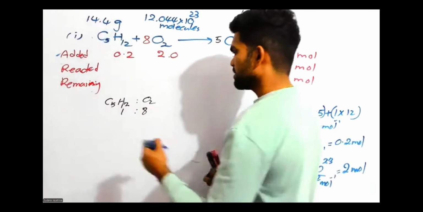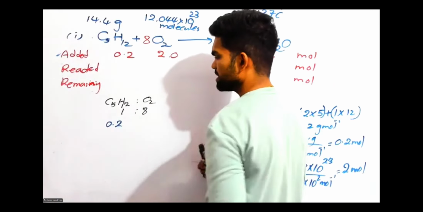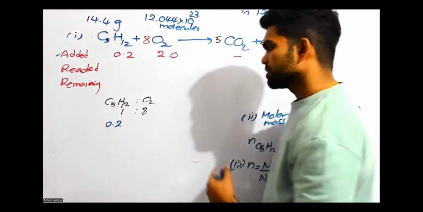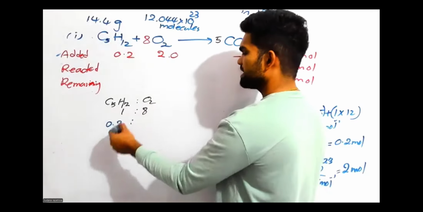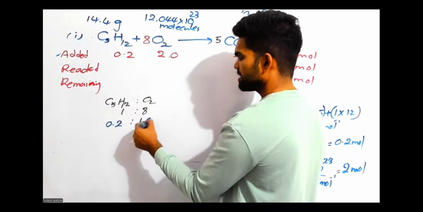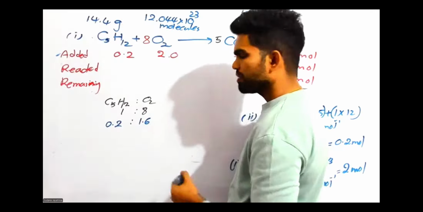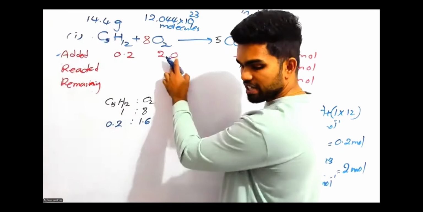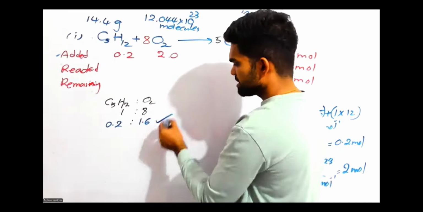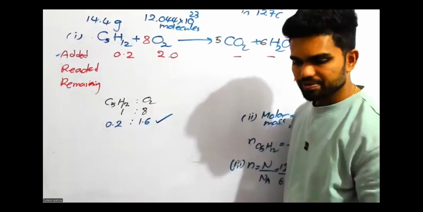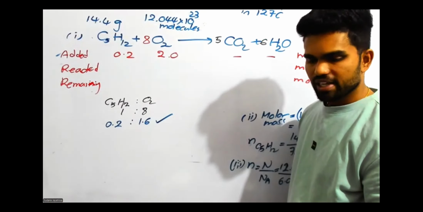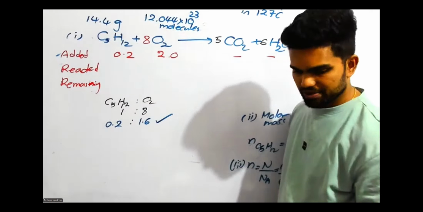Now let's say you got 0.2 moles of this. To react with that, you need 8 times that, which means 1.6 moles of O2. So do we have 1.6 moles? Yes, we have more than that. So therefore this is possible to happen. Understand? Because 1.6 moles are there.